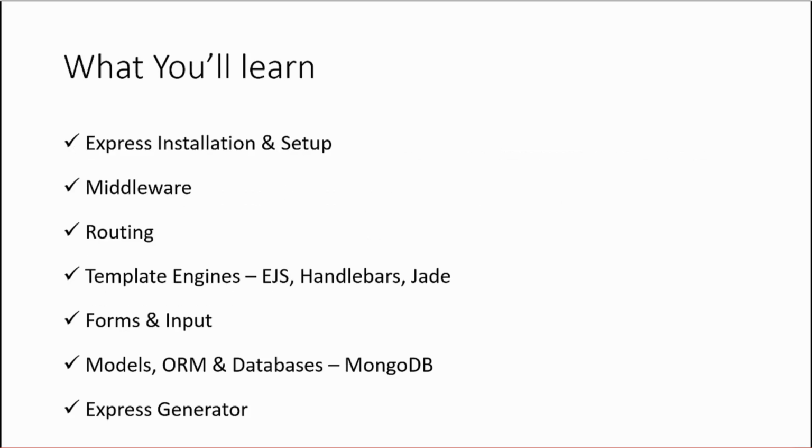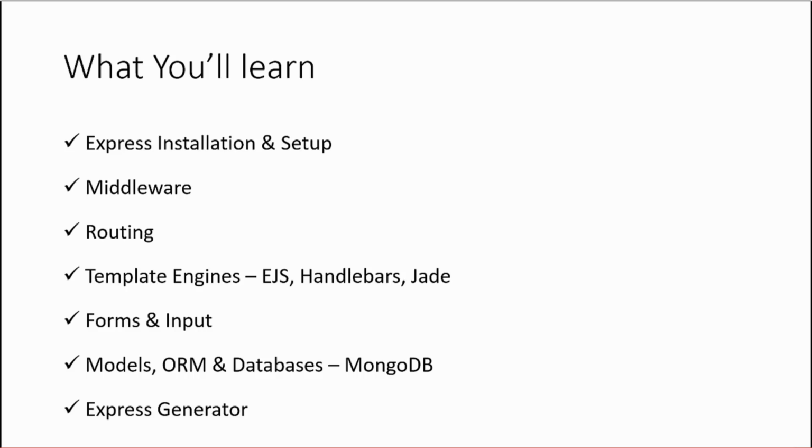Alright, so let's take a quick look at what you'll be learning in this video. These are just the main topics. We'll be branching off into other areas, but these are the core concepts. So we have the installation and setup of Express, and this includes creating a package.json file and including our dependencies. We'll also look at middleware and routing, which are two really important concepts in Express.